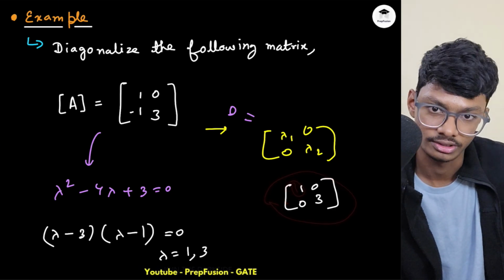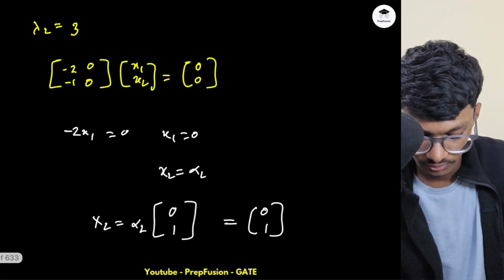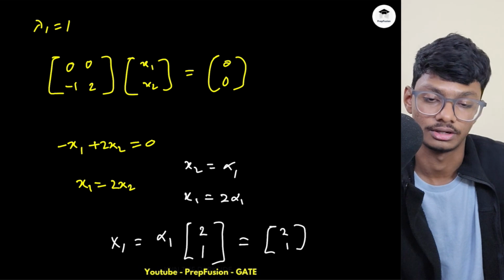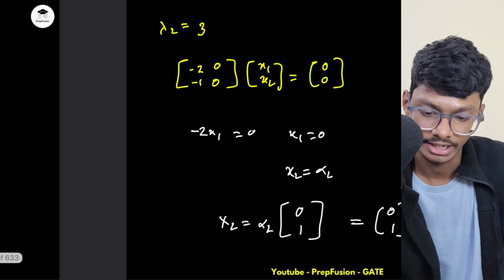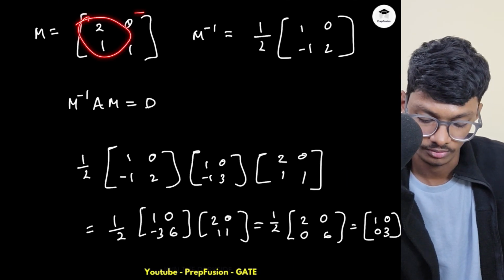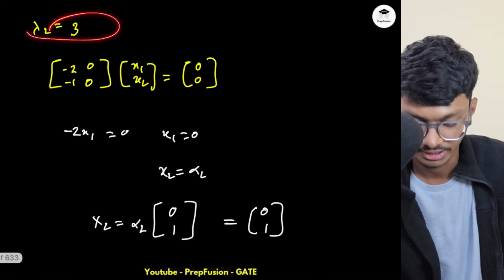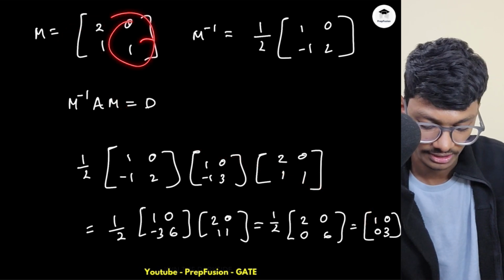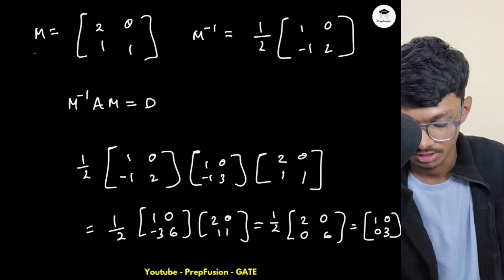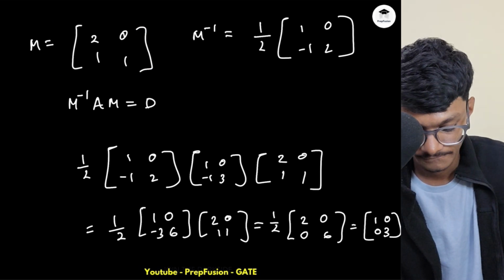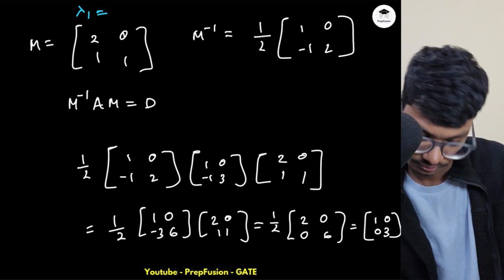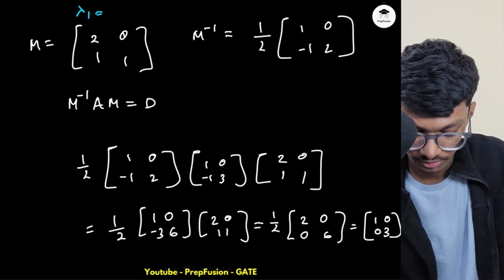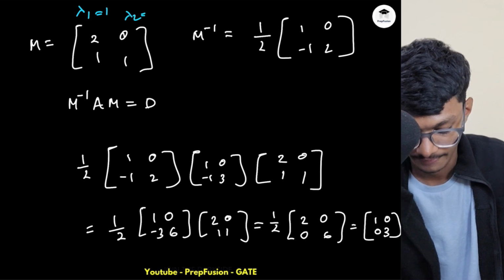Now why is this 1 over here? Because I wrote this eigenvector, corresponding to this eigenvalue, in the first column, and the second one was due to the second eigenvalue. So that's why I got the first eigenvalue corresponding to the first column, and the second eigenvalue corresponding to the second column. You also have to keep this in mind. Lambda 1 equals 1, lambda 2 equals 3.